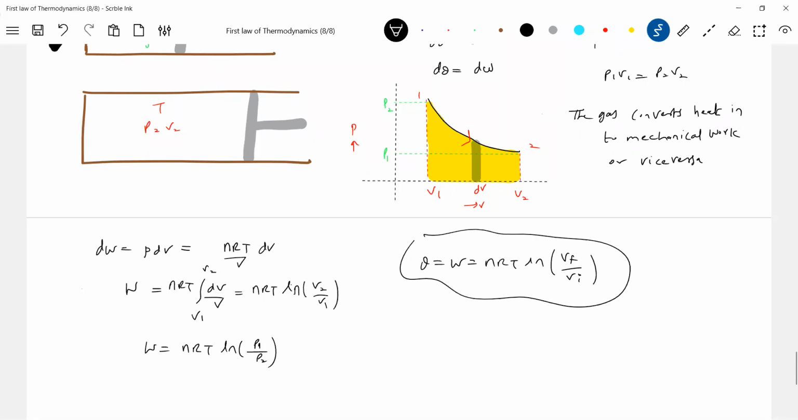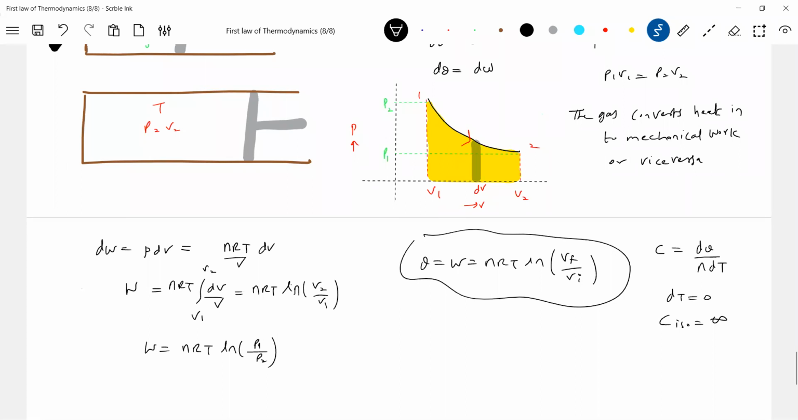What is the molar heat capacity for such a process? Very, very important. For an isothermal process, what is dT? 0. So therefore, C for an isothermal process will be infinity. What do you mean by that? You supply any amount of heat, it will convert into work.